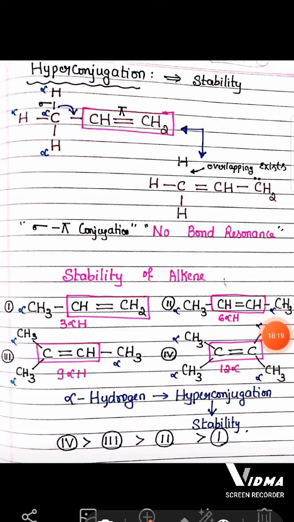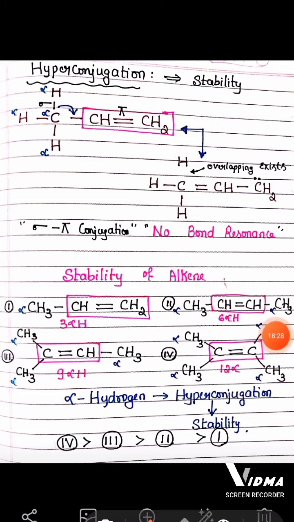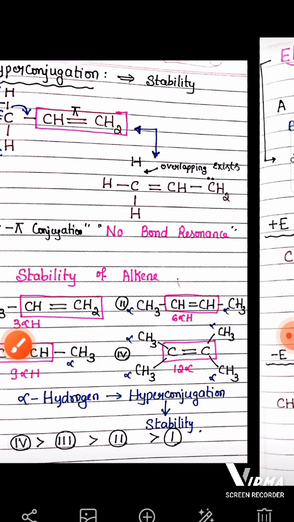Also remember, as the number of alpha hydrogen atoms increases in an alkene, hyperconjugation will be more and stability will be more. We have four options here: 1, 2, 3, 4. In the first case you can find 3 alpha hydrogens, in the second case 6, in the third case 9, and in the last case 12 alpha hydrogen atoms. So wherever we find more alpha hydrogen atoms, that will be more stable, and where we find fewer alpha hydrogens, that will be least stable.